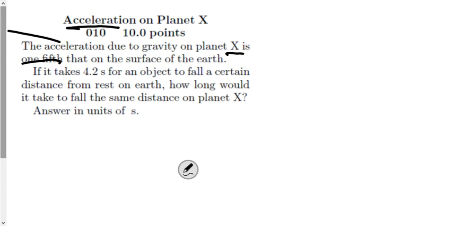But first, we want to talk about how it says it takes 4.2 seconds for something to fall on Earth. So let's tackle that part of the problem first. We know that our time is equal to 4.2 seconds. We don't think we know more than that, but we do, because what else do we know? We know the acceleration is going to be negative 9.8.